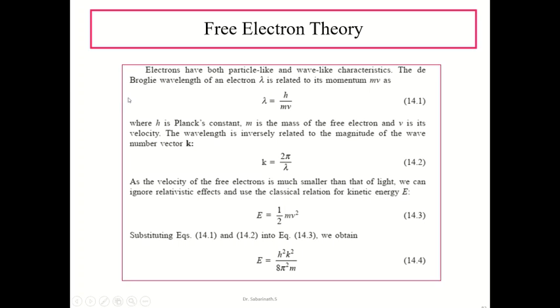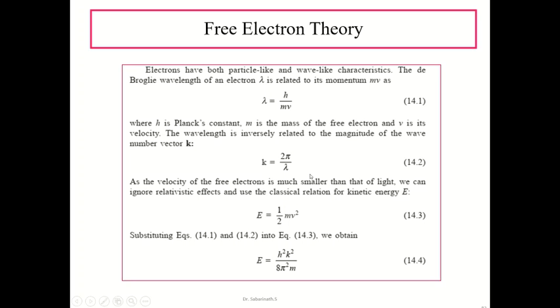In the quantum free electron theory, the electrons have both particle and wave-like characteristics, and the de Broglie wavelength for an electron, lambda, is given by h by mv, where mv is the momentum, h is Planck's constant, m is the mass of the free electron, and v is the velocity of the free electron. The wavelength is inversely related to the magnitude of the wave number vector k. This k is equal to 2 pi by lambda.